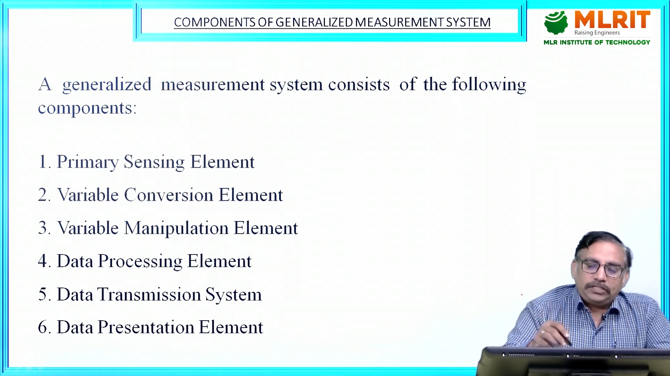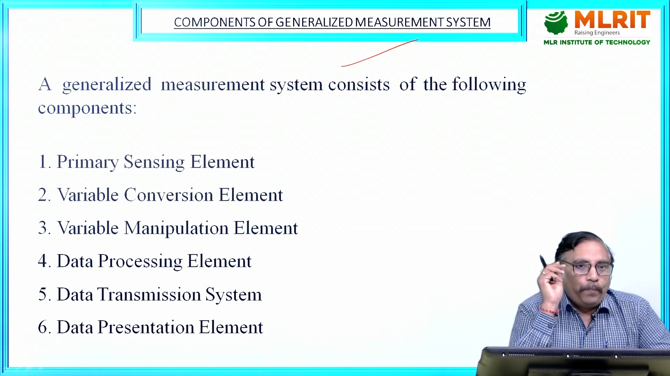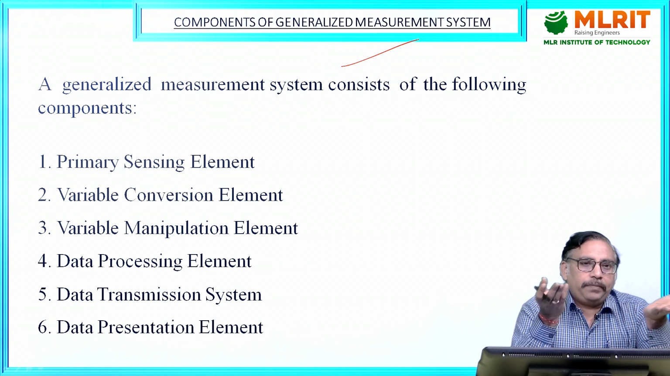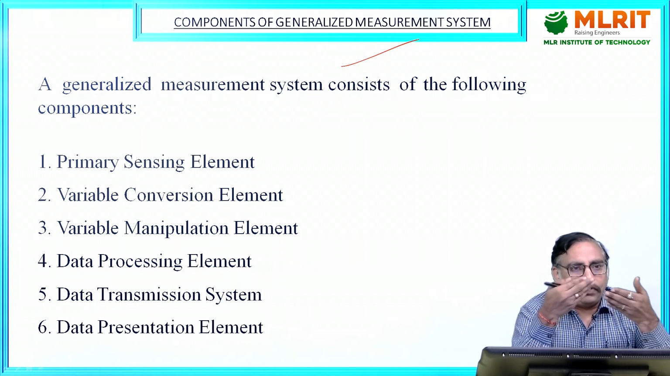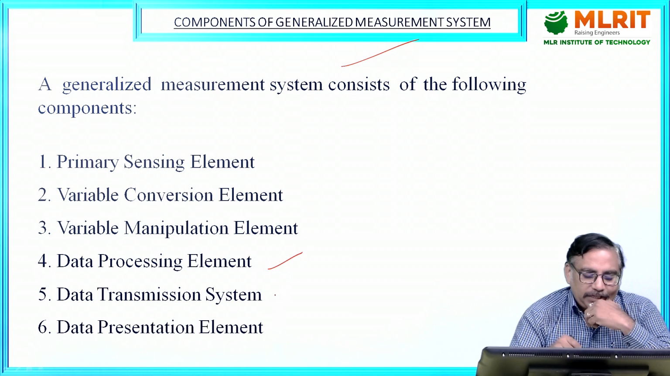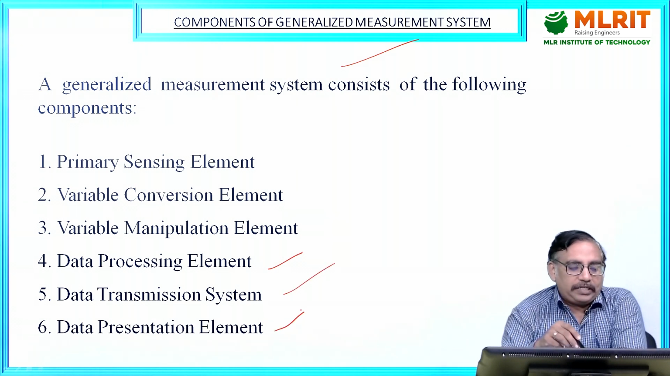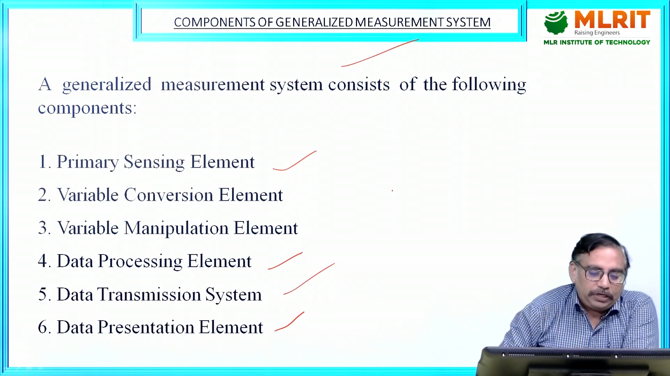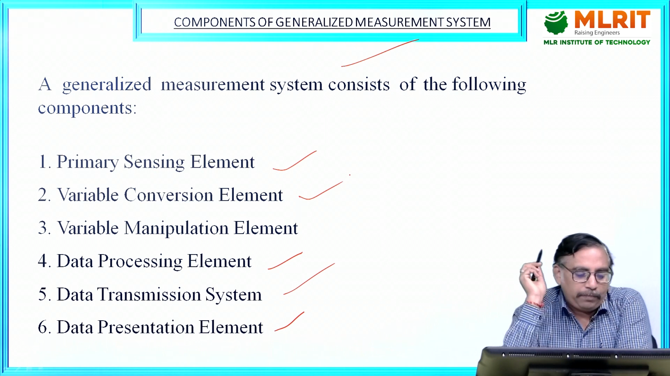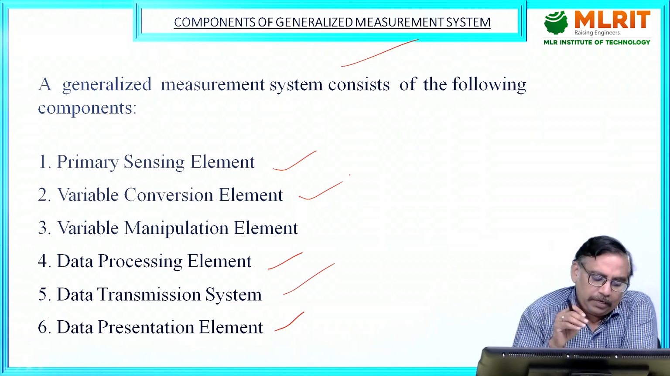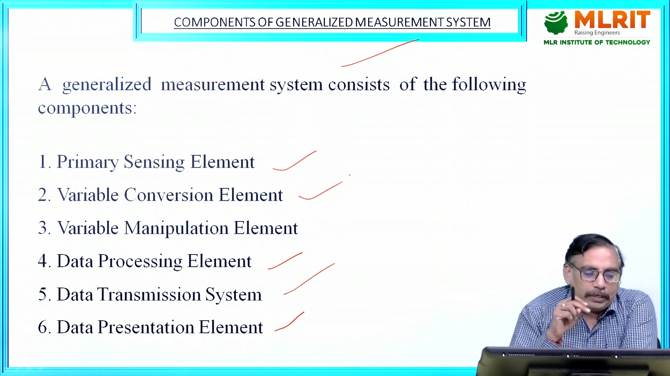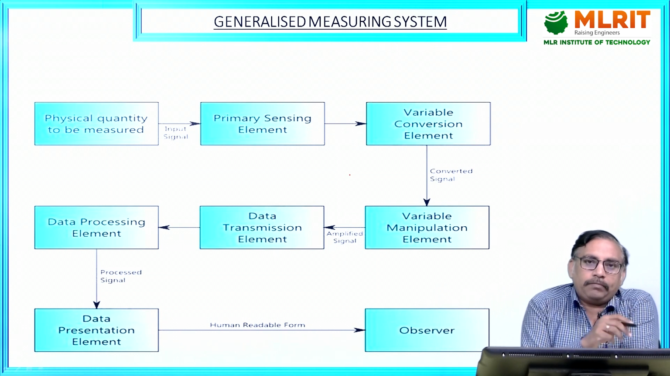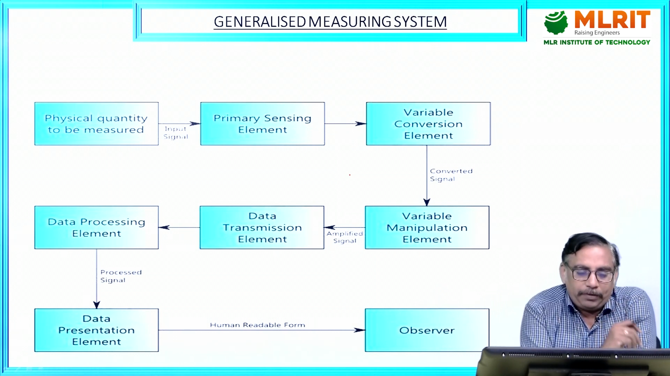So coming to generalized measurement systems, what are the components of a generalized measurement system? The components will be the sensing element, maybe a conversion element, then manipulation elements, then we have to go for the processing element, then transmission and data presentation elements. So: primary sensing element, variable conversion element, variable manipulation elements, data processing elements, data transmission system, data presentation system. We will be discussing every component separately. See, here I have made a link between all the elements available.